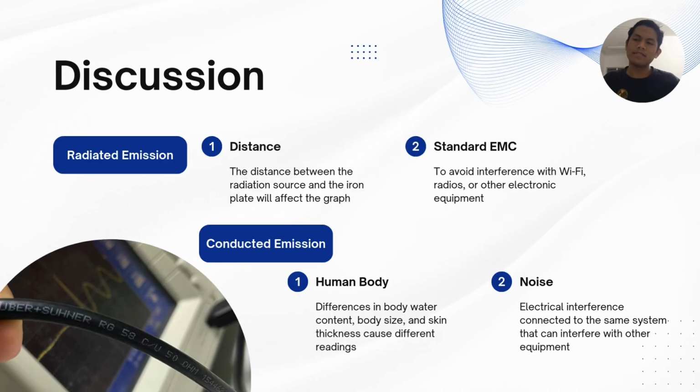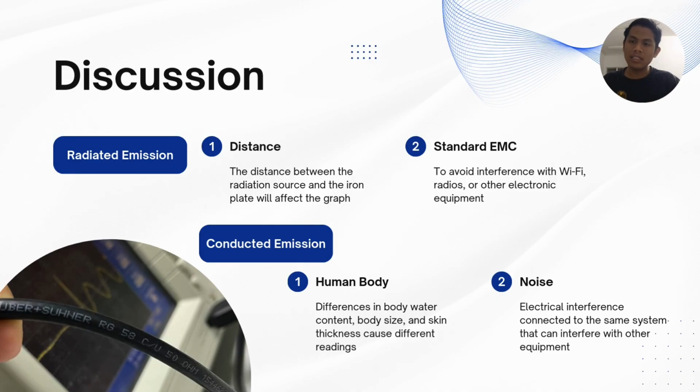For the discussion, firstly the relative emission distance. The distance between the radiation source and the iron plate will affect the graph. At a closer distance, the strength of the electromagnetic wave received by the iron plate becomes higher, and the reading of the graph will also increase. The EMC standard is to avoid interference with Wi-Fi, radios, or other electronic equipment. It is set to ensure that electronic equipment does not produce excessive electromagnetic radiation, so all equipment must follow the EMC standard.